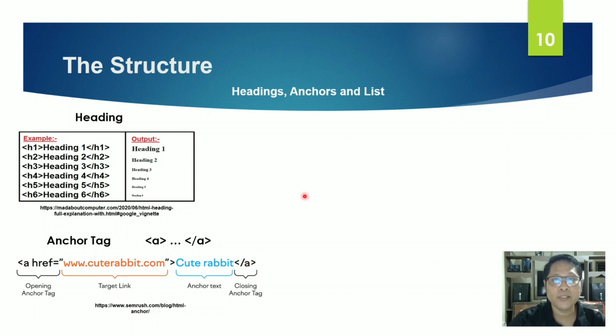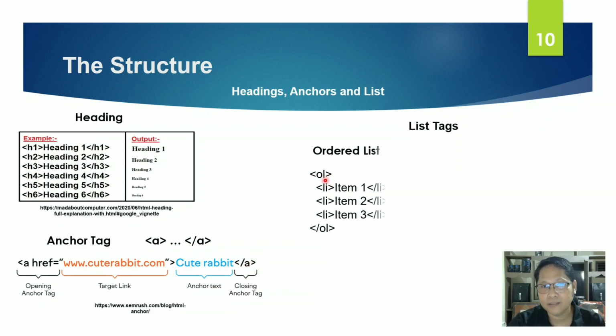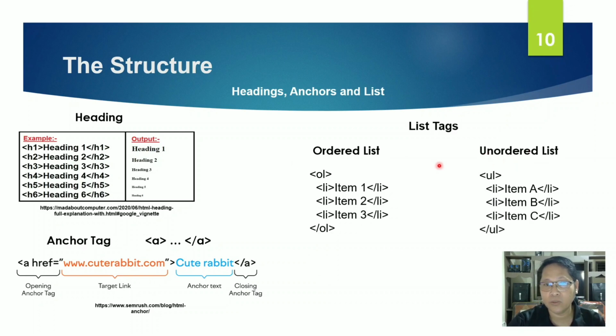Now let's proceed with the list. For list tags, we have two types of list. We have the ordered list and we also have the unordered list. In the ordered list, this is what it looks like in real code. It is represented by OL, the opening tag here, and the closing tag here. Inside this OL, we also have the LI, which is the list items, with the opening and closing tags here.